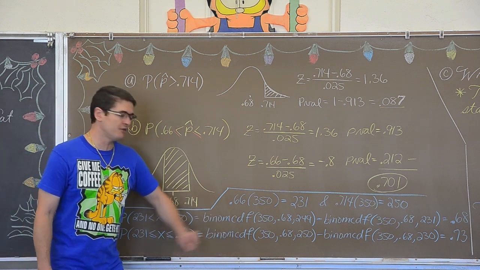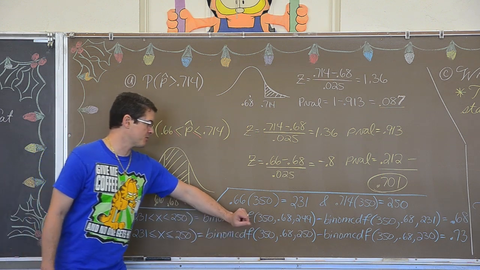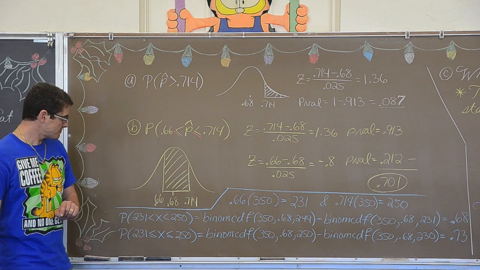Well, binomcdf, that's under the second distribution menu of your calculator. Binomcdf, 350, 0.68, 249.